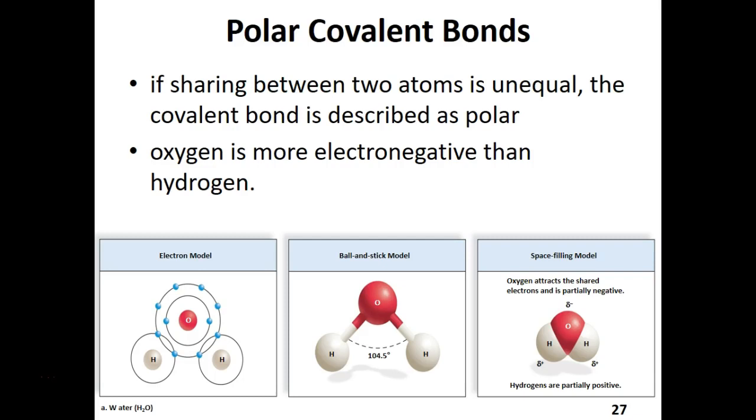And we get this polar molecule where you get partial charges. The entire molecule is considered chemically neutral, but the oxygen atom in that molecule, or in that compound, has a partial negative charge. The hydrogen atoms in that molecule or compound have partial positive charges.